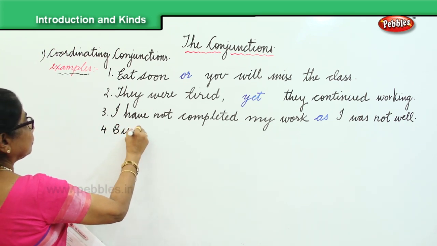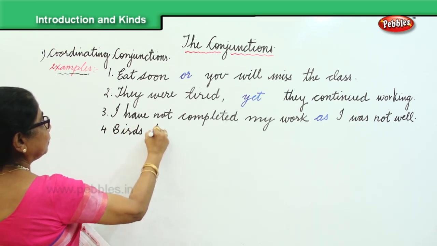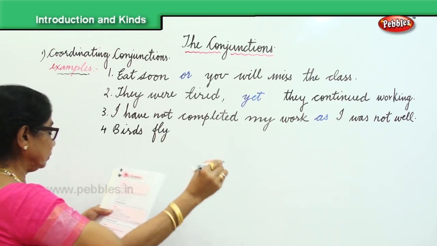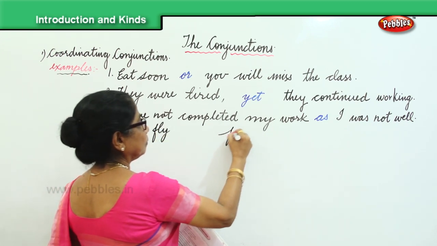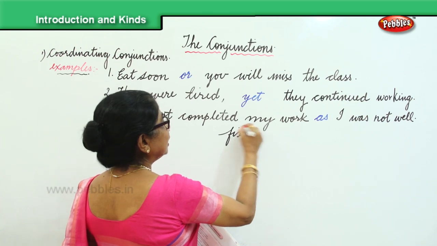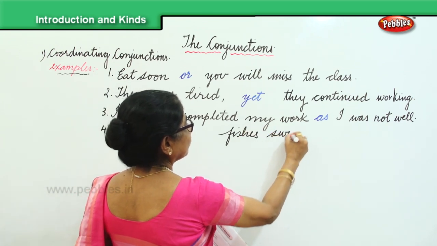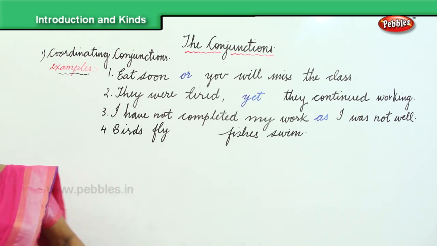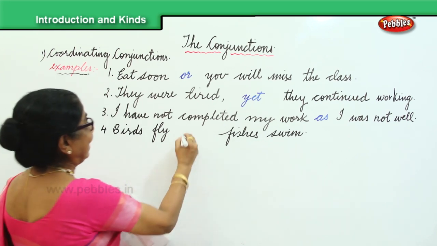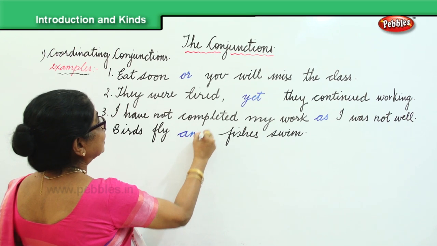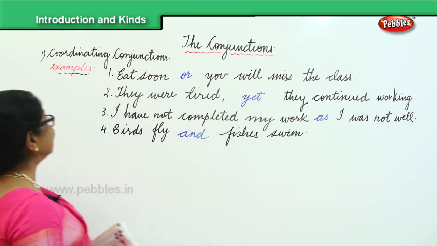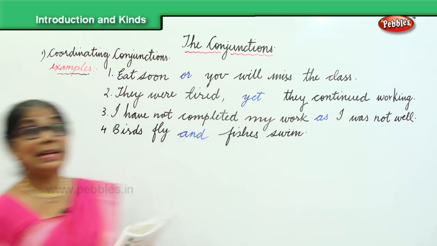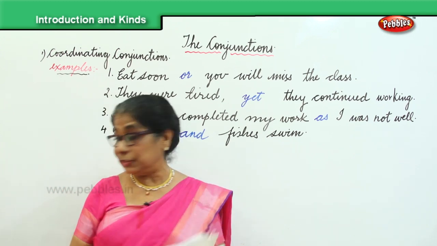Birds fly. Fishes swim. And we have the coordinating conjunction. What is that? Birds fly and fishes swim. These are the main ones: and, or, yet, as. Now the second is the subordinating conjunction.